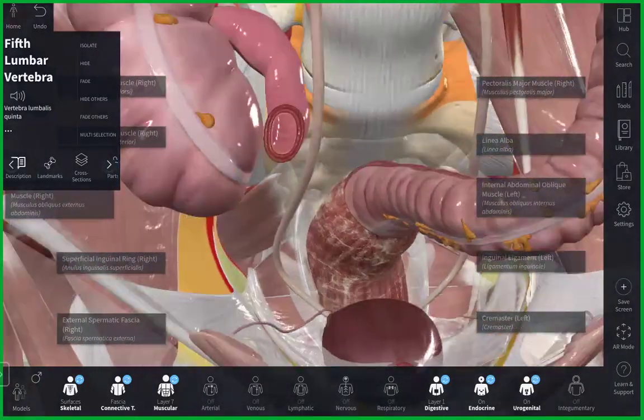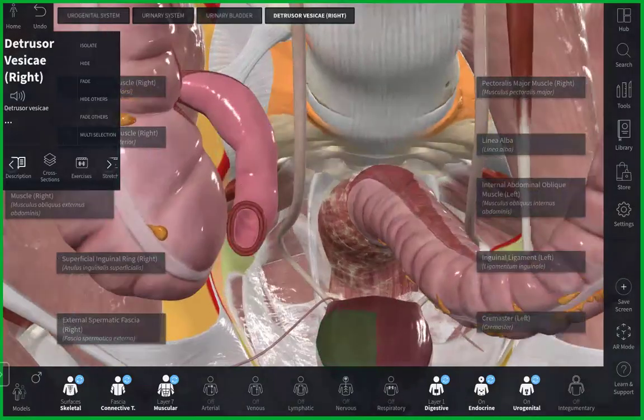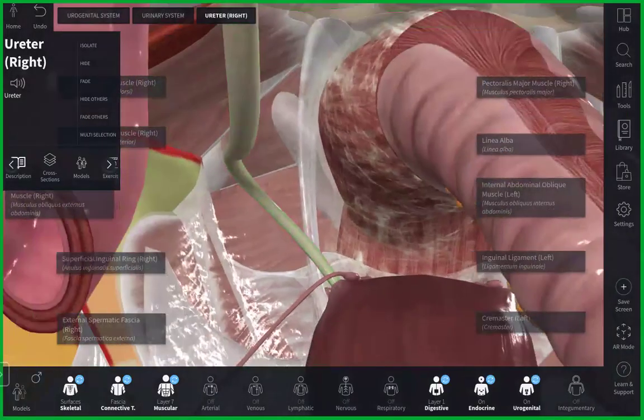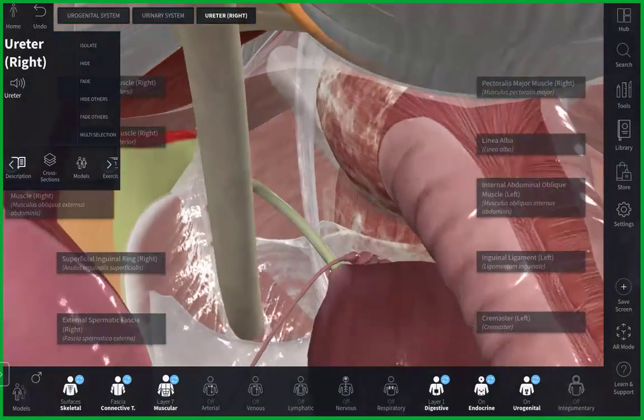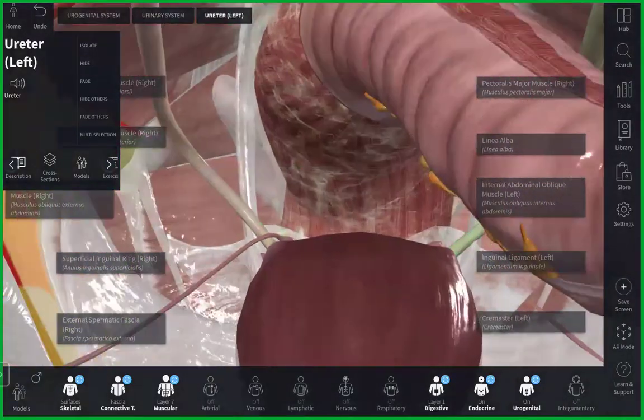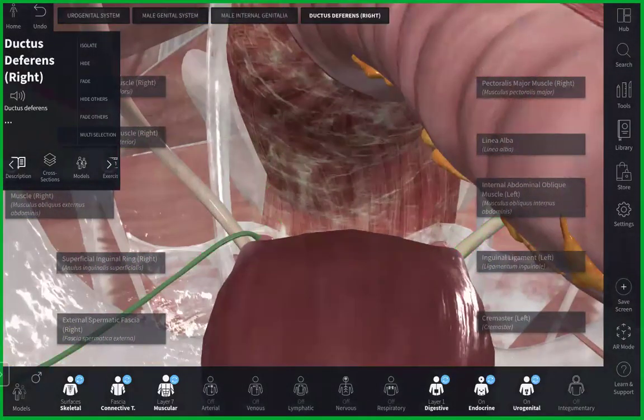Then the ureter will go down and enter into the bladder, at the trigone of the urinary bladder. Okay.